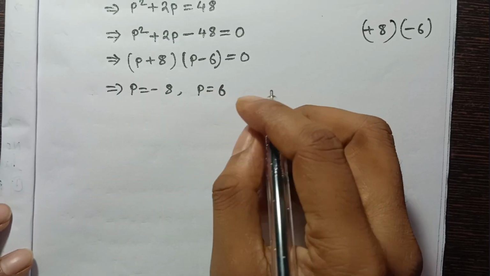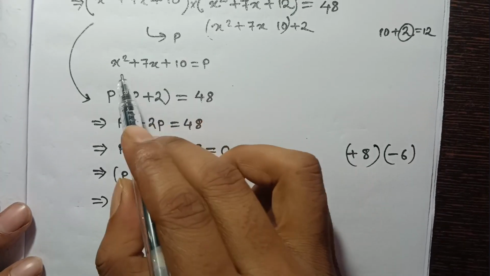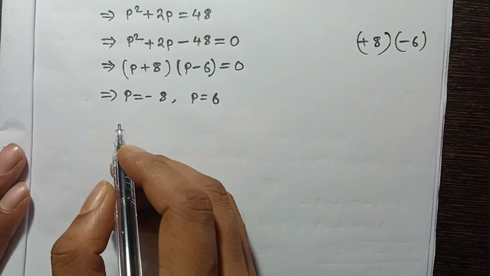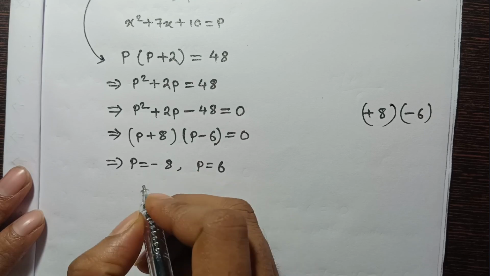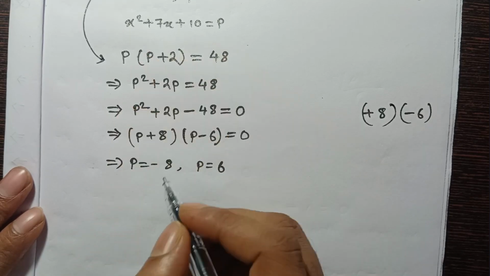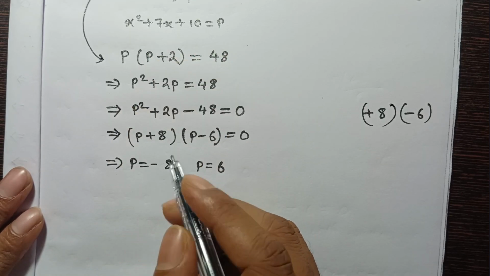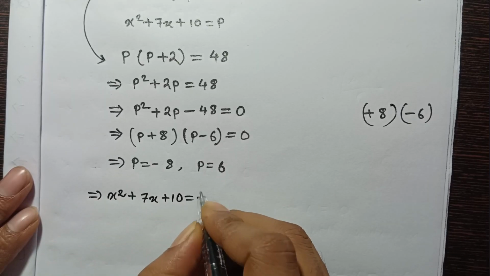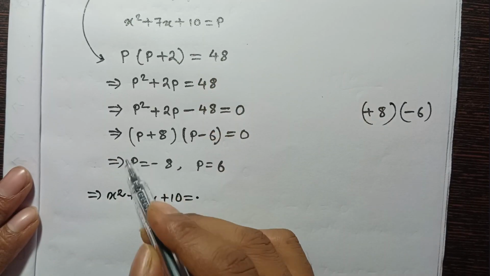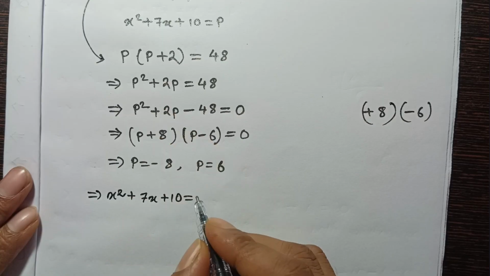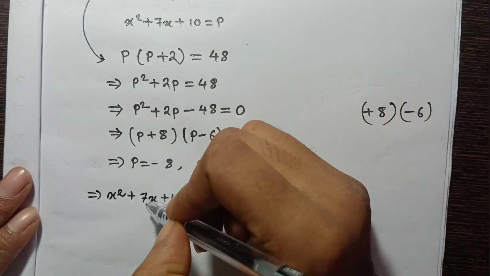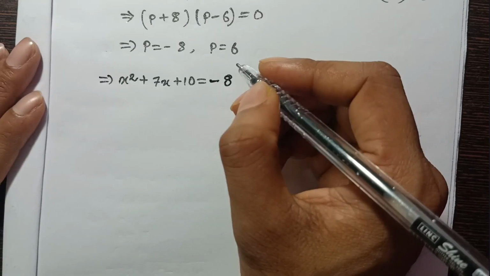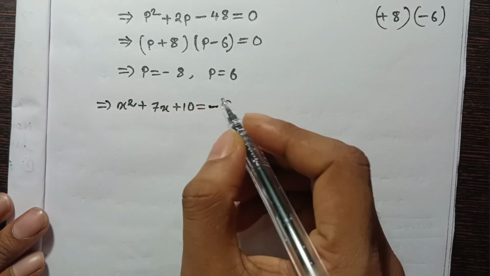We are not done yet though. Remember, the original problem asked for x, not p. So the final stage is resubstitution and solving for x. We have to take each value of p and plug it back into our substitution equation. X squared plus 7x plus 10 equals p. Let's start with case 1. P equals -8. We plug it in. X squared plus 7x plus 10 equals -8. Set it to 0 by adding 8 to both sides.